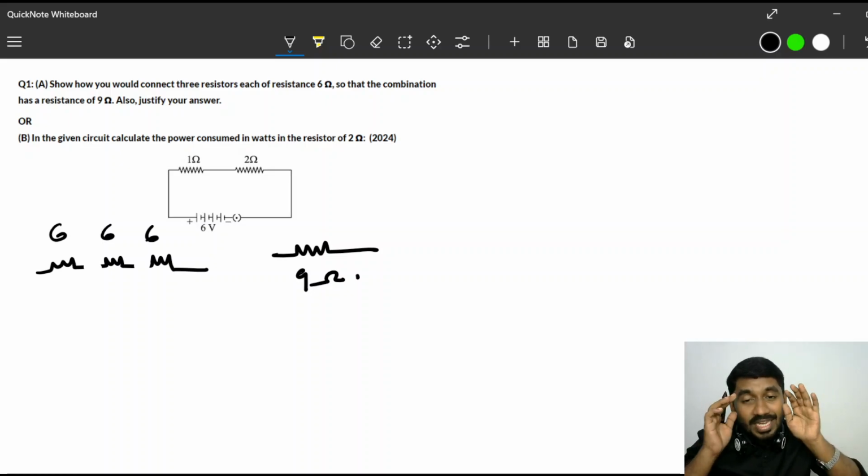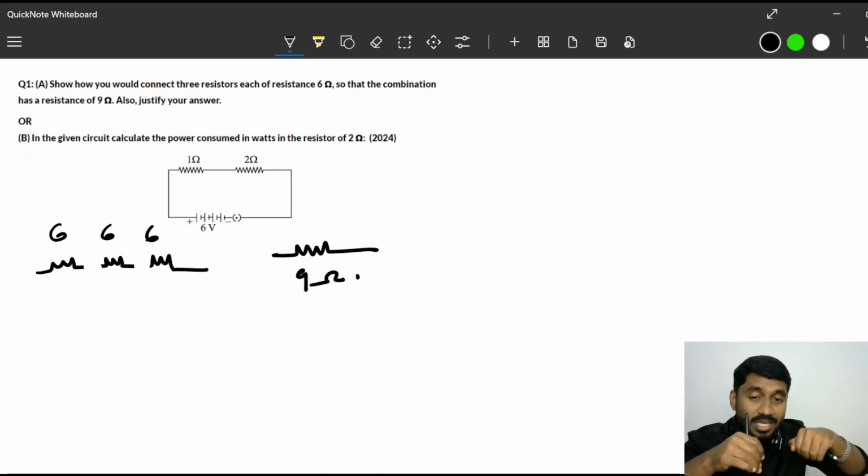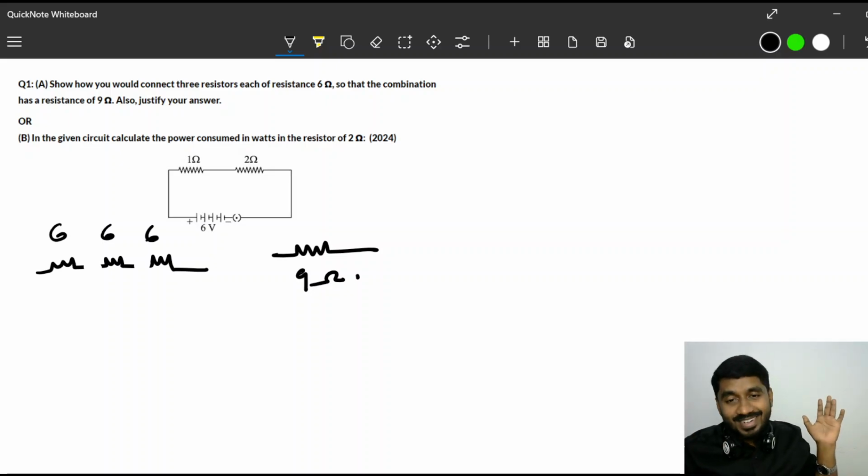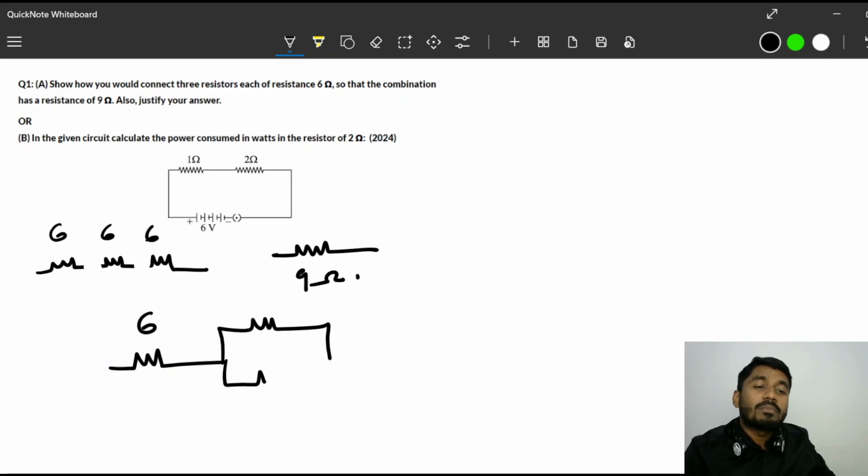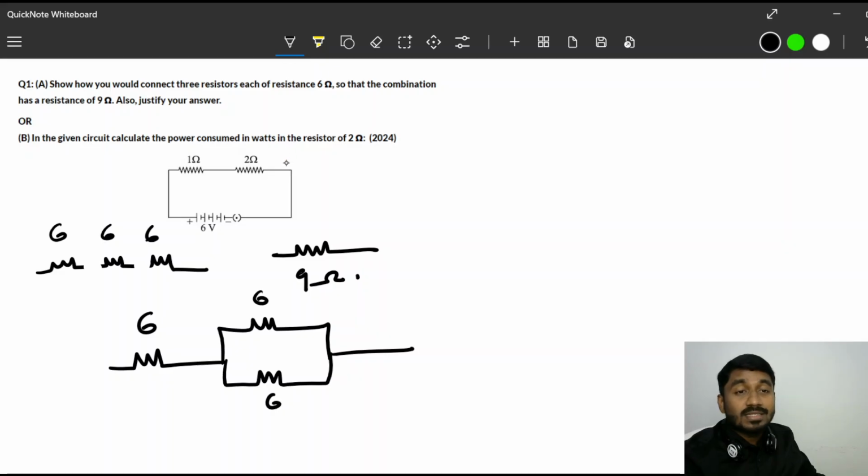So think like this. It is a question which is having both series and parallel connection. Here we can draw like this. So this is the answer. First I will connect a 6 ohm, then I will connect the 6 and 6 ohm in parallel. Clear everyone? So this is 6 and this is 6. Now let's try to solve the answer for this question.